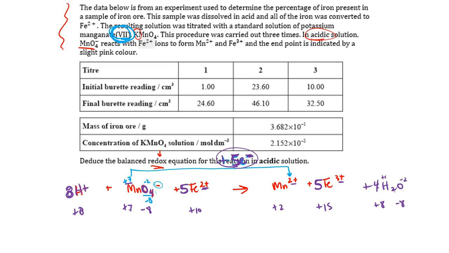8 plus 7 is 15. 15 minus 8 is 7. 7 plus 10 is 17. Over here, +2 plus 15 is 17. Plus 8 is 25, minus 8 is, oh hey, look at that, 17.